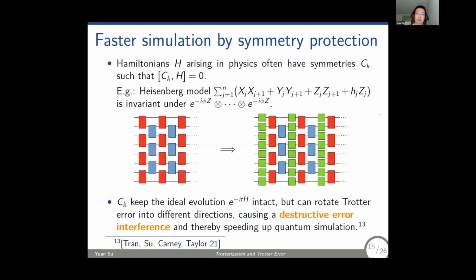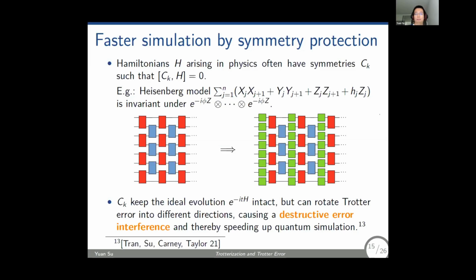But when you look at the Trotterization quantum circuits, they can rotate the error of Trotterization in general into different directions. So when you do the simulation, you can cancel the error in a destructive way. So you can make the Trotter error much smaller, and equivalently, you are speeding up your quantum simulation for a desirable accuracy.